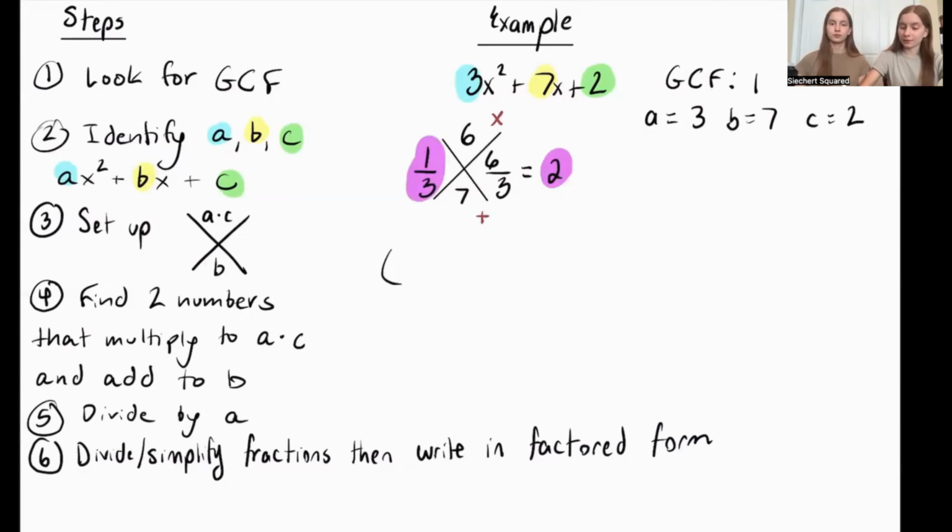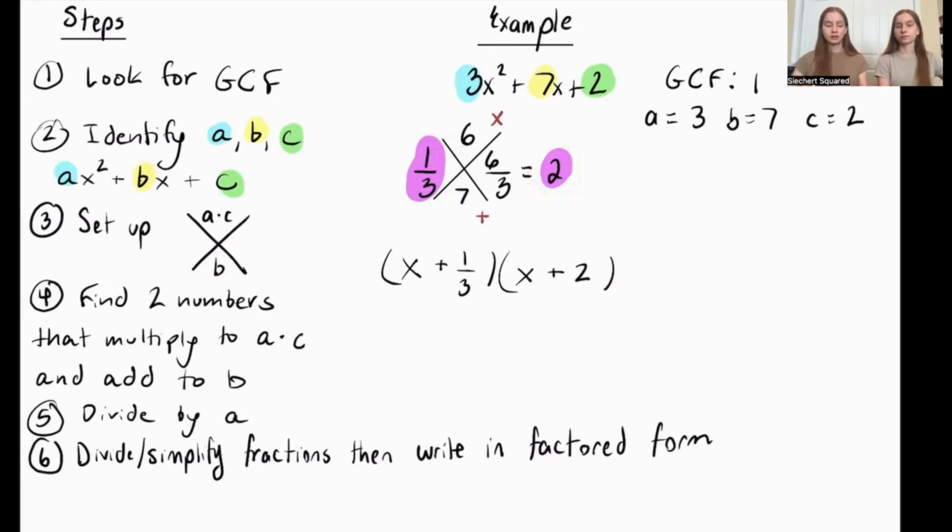Now we're going to write it in that factor form. And it's going to be x plus or minus something times x plus or minus something else. We're just going to grab these two numbers in that purple. So we're going to have x plus the 1/3 because the 1 over 3 is positive. And then do the same idea, this 2 is positive, so we're going to have x plus the 2.